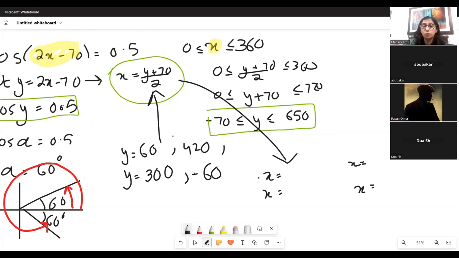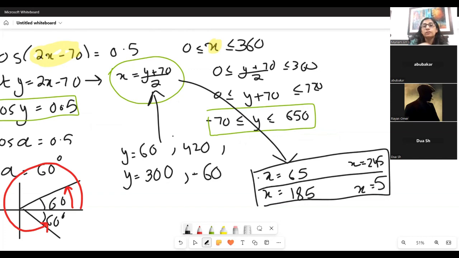60 plus 70 divided by 2 is 65. 420 plus 70 divided by 2 is 245. 300 plus 70 divided by 2 is 185. Minus 60 plus 70 divided by 2 is 5. So let me check the answers. 65, 5, 245, and 185. Yes, these are the final four answers within the given domain, which was 0 to 360 degrees.